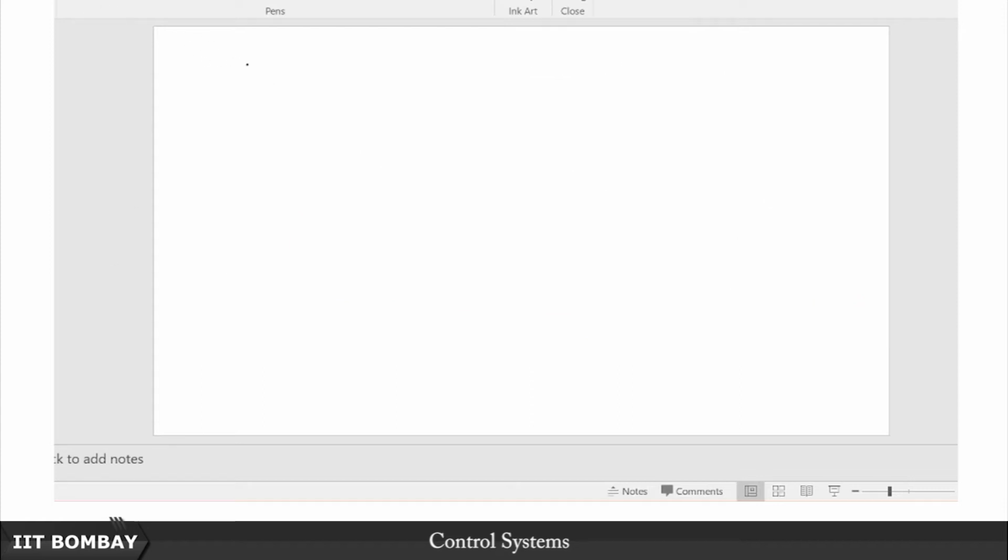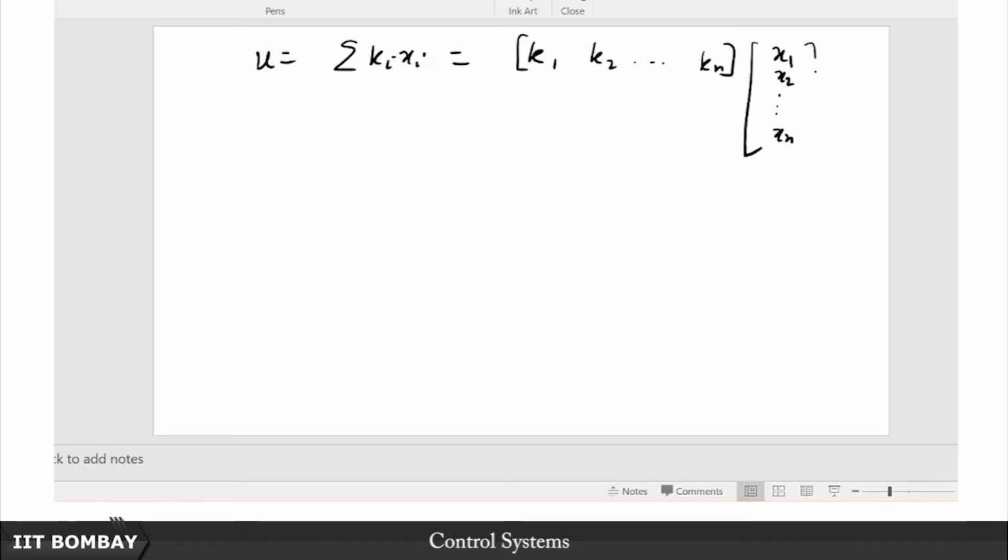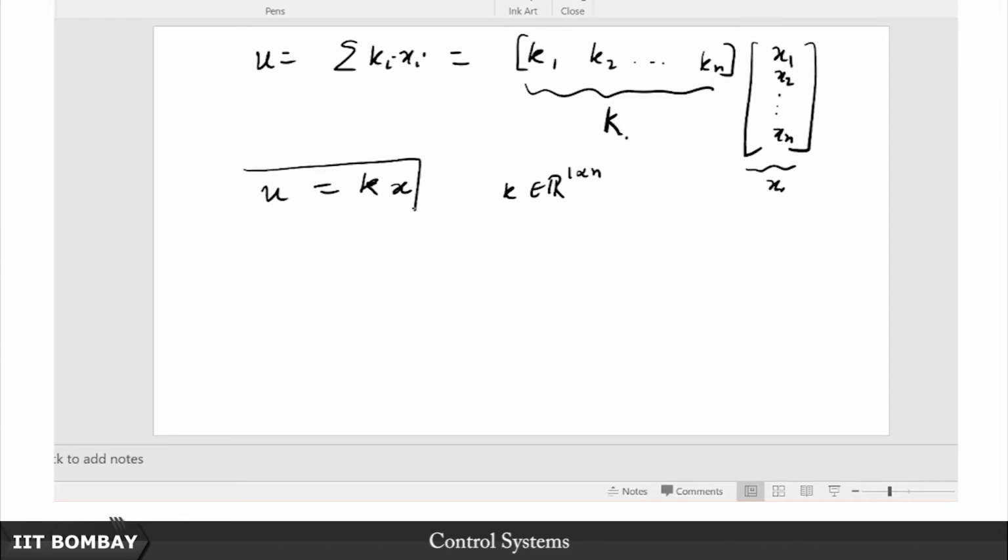So now, if we are saying that u is equal to summation k_i x_i, that can actually be written in this fashion, till k_n. So we can write this as an inner product or a dot product, right. Then we call this matrix K, and of course this is x. So in general u is of the form u = Kx, where K belongs to R^(1×n), it is a row vector. So this is our control law.